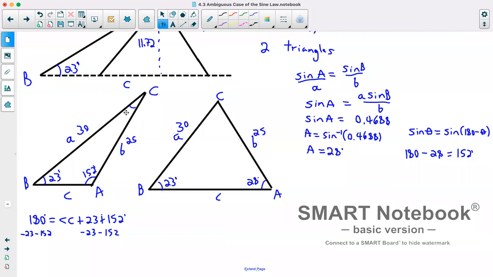And we end up with an angle of 5 degrees. We'll do the same thing for this one. So we've got 180 degrees. It's equal to angle C plus 23 degrees plus 28 degrees. So we'll subtract 23 degrees and 28 degrees from both sides. And that gives us 129 degrees. It's equal to angle C.